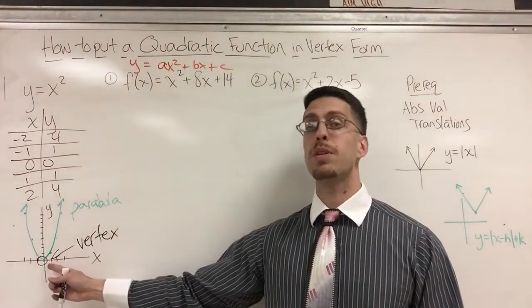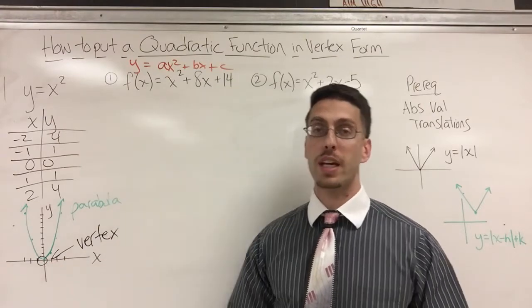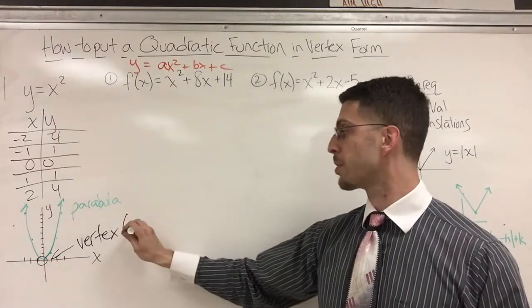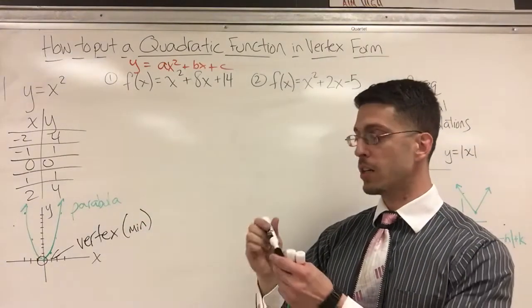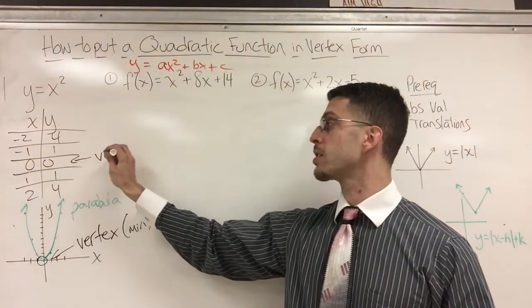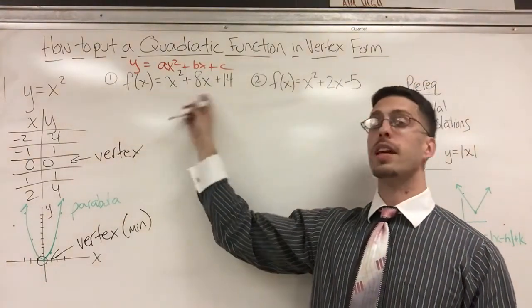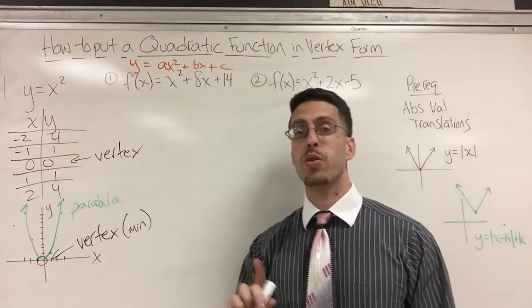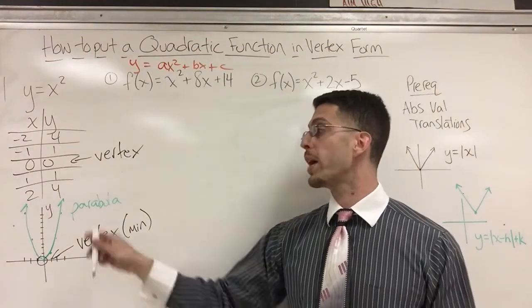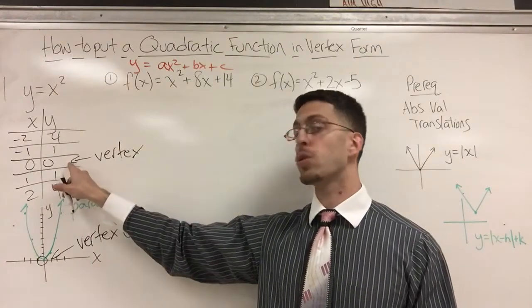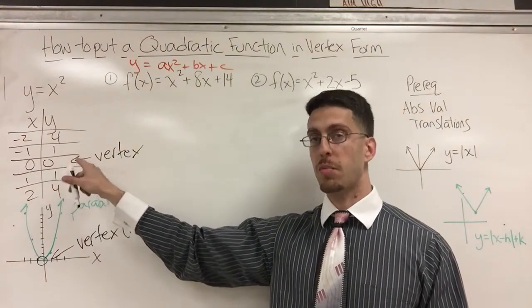If it's on the bottom, it's called a minimum. If it's on top, it's called a maximum. So I'm going to say this is my minimum. All right? So that matches the vertex. But if it looks crazy like this, then the vertex is no longer 0, 0. How do you know how to set up the table? How do you know what to put in the middle of the table? The vertex should be in the middle.